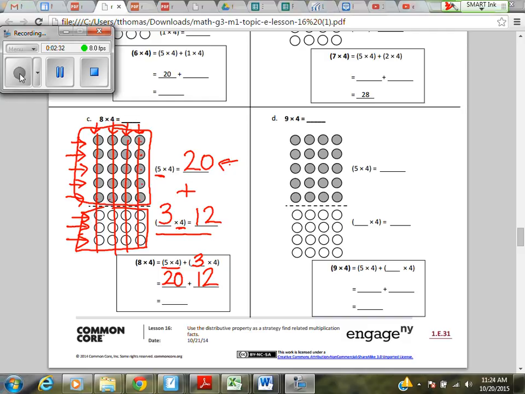Now I'm going to add 20 plus 12, because 20 is the same as 5 times 4. That is what equal means. 12 is the same as 3 times 4. So 20 plus 12 will give me the answer to 8 times 4, because equal means it's the same. And because 20 is the same as 5 times 4, and 12 is the same as 3 times 4, when I add those together, that's supposed to be the same as 8 times 4. That's all it means. So 20 plus 12 is 32. That just happens to be my answer up top for C, 32. And that is how you use that for the distributive property.